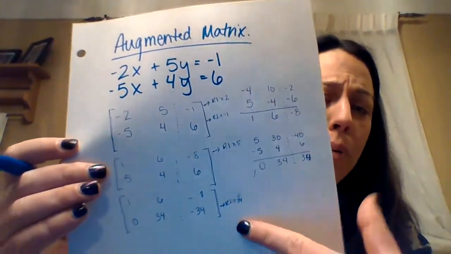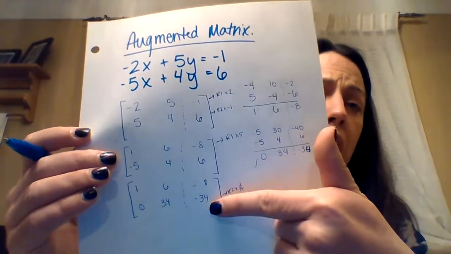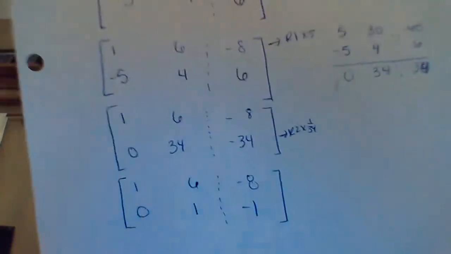When I multiply by 1/34, I actually want to change this row, so I'm not going to do any work to the side. I am just going to do that work automatically right in the matrix. So the top row, I am not changing. It is 1, 6, -8. The bottom row has now become 0 times 1/34 is still 0. 34 times 1/34 is 1. -34 times 1/34 gives me -1.